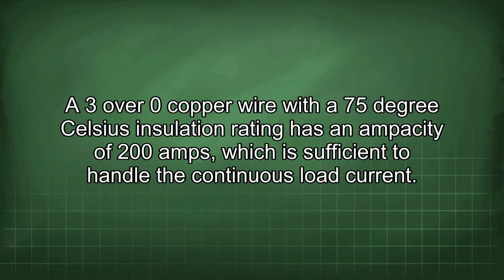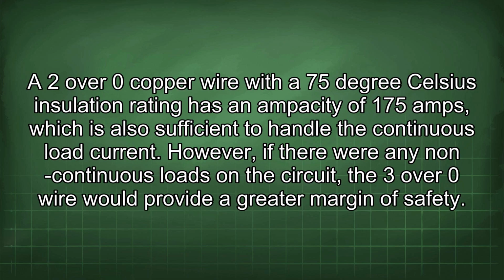A 3/0 copper wire with a 75°C insulation rating has an ampacity of 200 amps, which is sufficient to handle the continuous load current. A 2/0 copper wire with a 75°C insulation rating has an ampacity of 175 amps, which is also sufficient to handle the continuous load current. However, if there were any non-continuous loads in the circuit, the 3/0 wire would provide a greater margin of safety.